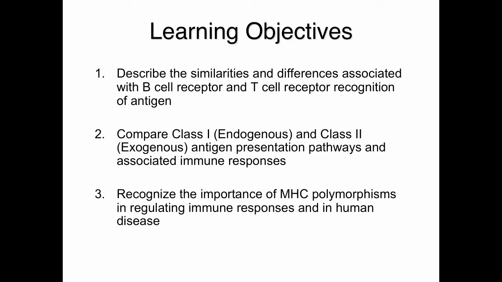So the learning objectives for this lecture are: 1, to describe the similarities and differences associated with B-cell receptor and T-cell receptor recognition of antigen; 2, to compare class 1 and MHC class 2 antigen presentation pathways and associated immune responses; and 3, to recognize the importance of Major Histocompatibility Complex, or MHC, polymorphisms in regulating immune responses in human disease.